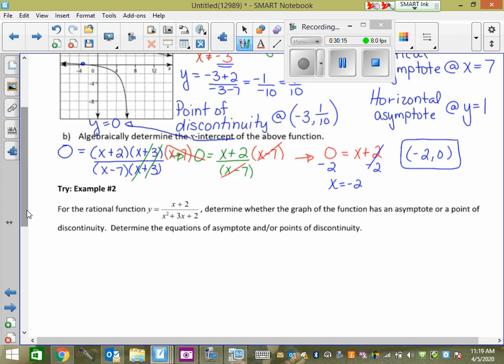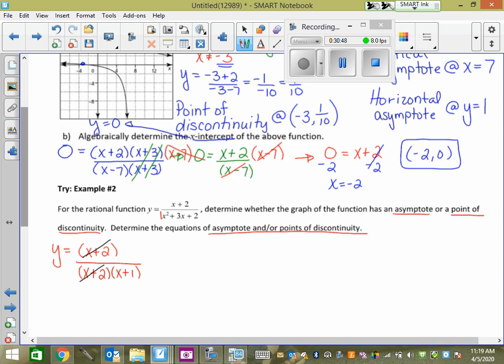So for the rational function y equals (x plus 2) over (x squared plus 3x plus 2), determine whether the graph of the function has an asymptote or a point of discontinuity, or both technically. Determine the equation of the asymptotes and or the points of discontinuity. So the first thing we have to do is factor. We get x plus 2 on the bottom. We get what times what gets me 2, what plus what gets me 3. It's going to be 2 and 1, and because there's a 1 in front, I can just go right to brackets. So (x plus 2)(x plus 1).